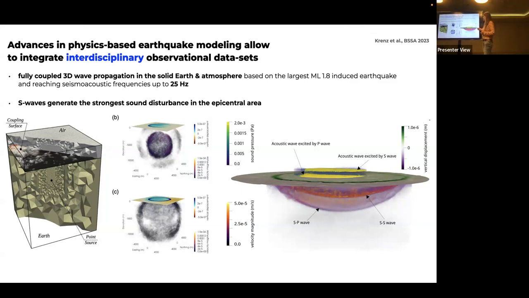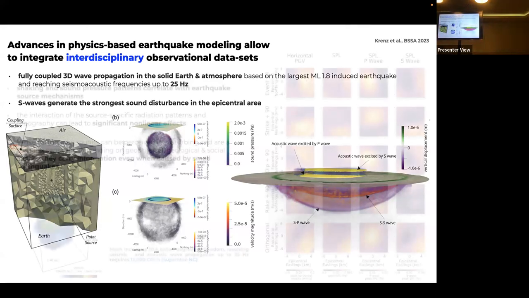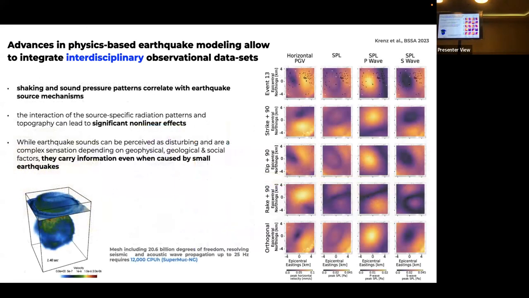So first of all, the S wave is generating the strongest sound disturbances in the epicentral area. We also see that the shaking and the sound pressure patterns correlate with the earthquake source mechanisms stronger than topography does. We do see that topography can lead to some nonlinear effects, but we can really recover in the earthquake sound reports the source mechanisms of these very small earthquakes. So while these kind of sounds can be perceived as disturbing and are a complex sensation, they do carry information even when caused by very small earthquakes, and it's really interesting to put these kind of data sets together and try to, for example, constrain the focal mechanism of small earthquakes.